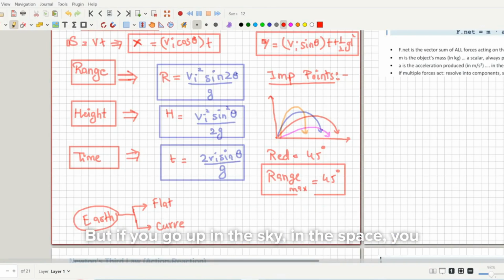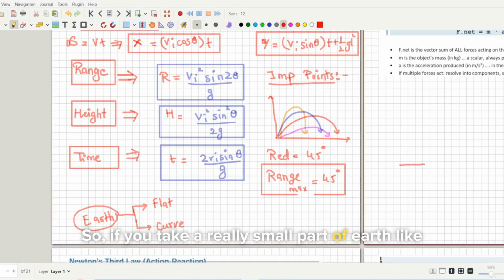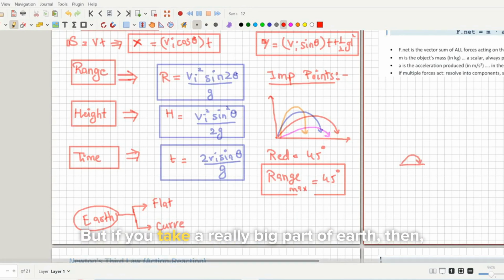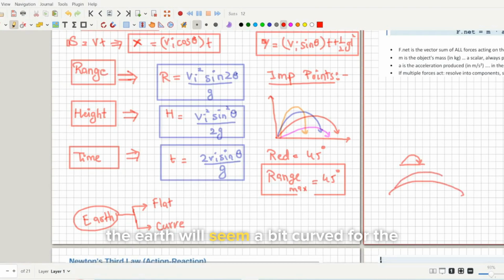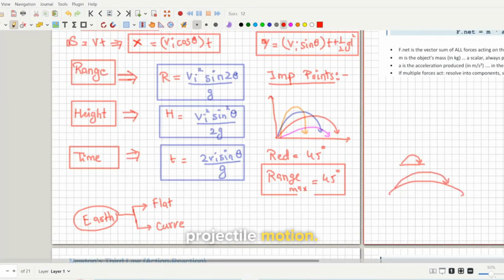But if you go up in the sky, in the space, you will see that the Earth is a bit curved. So if you take a really small part of Earth like this, then the projectile will be flat on Earth. But if you take a really big part of Earth, then the Earth will seem a bit curved for the projectile motion. I think you understood what I'm trying to say, that if you take a small portion of Earth, the Earth will seem a bit flat. If you take a large portion of Earth, then the Earth will feel a bit curved.